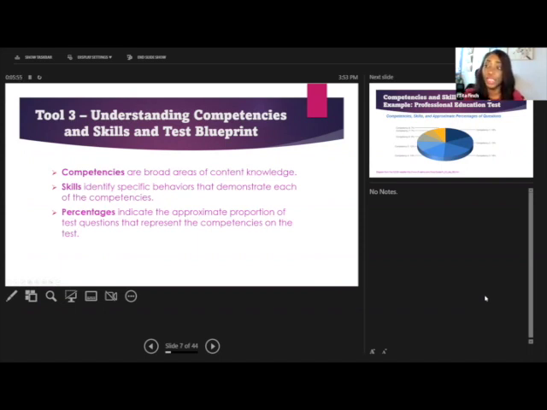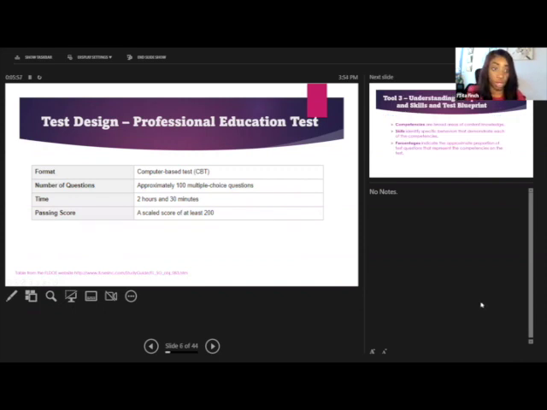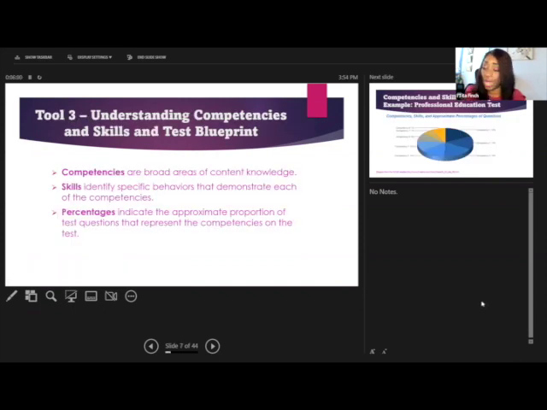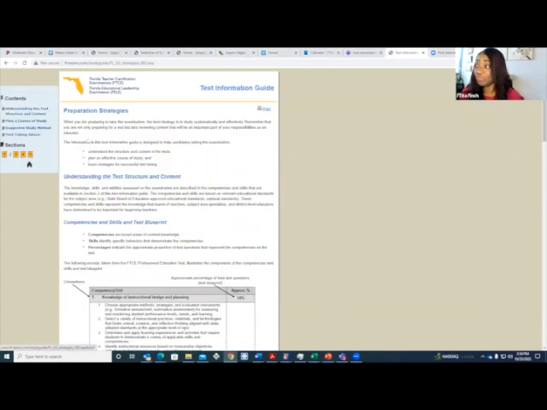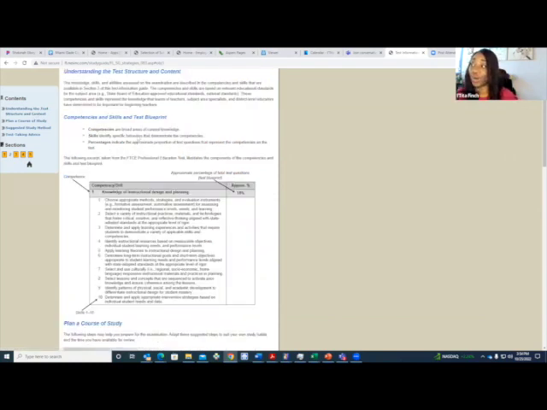Now, let's take a minute to go back to our actual web page, okay? So we're talking about the structure of the test, understanding the test structure and competencies. So if you see here on my screen, and I hope you all are seeing this on my screen now. If you see this here on my screen, it just reiterates the power vocab that you see here on our presentation, competency, skills, and percentages, okay?